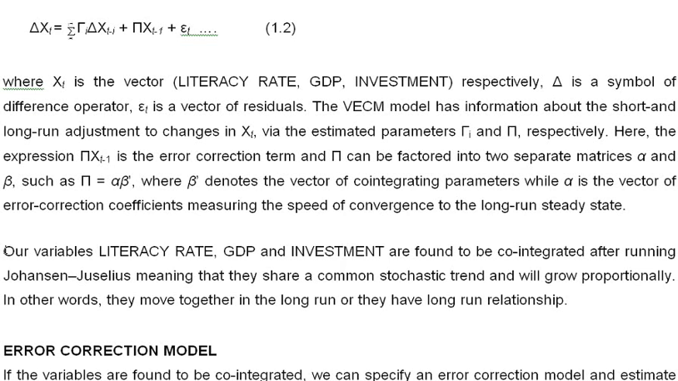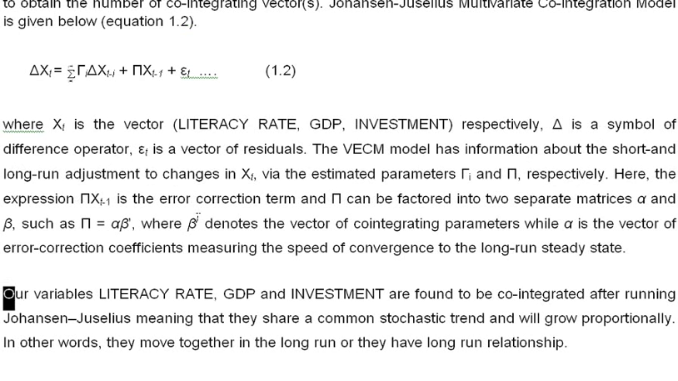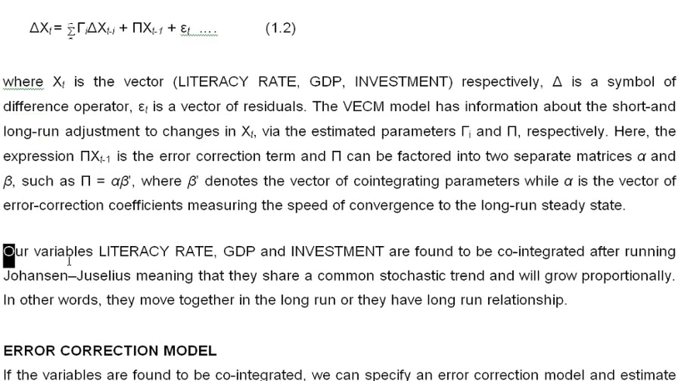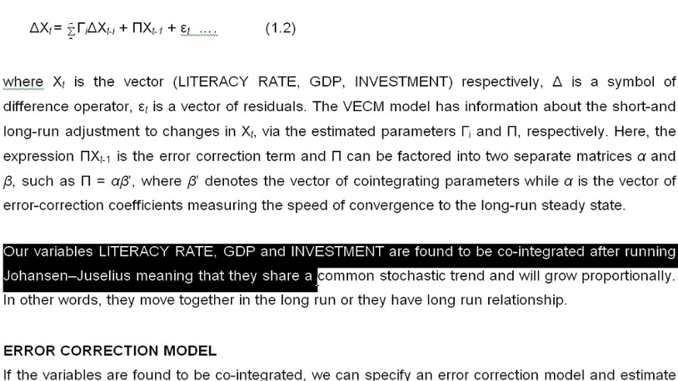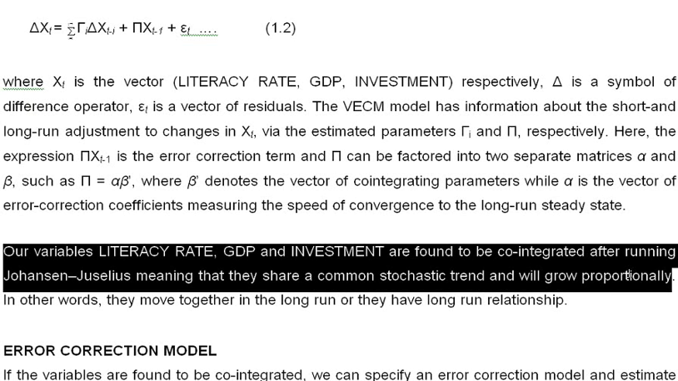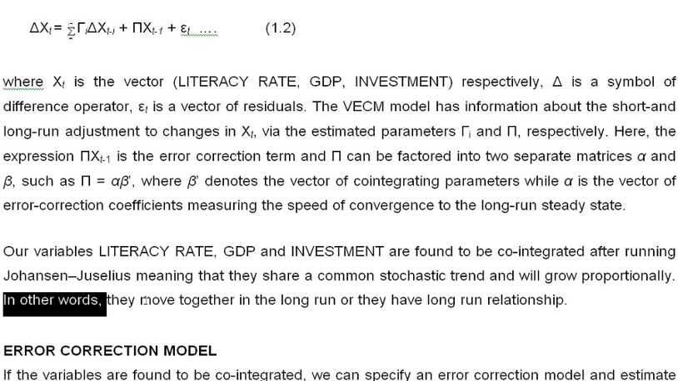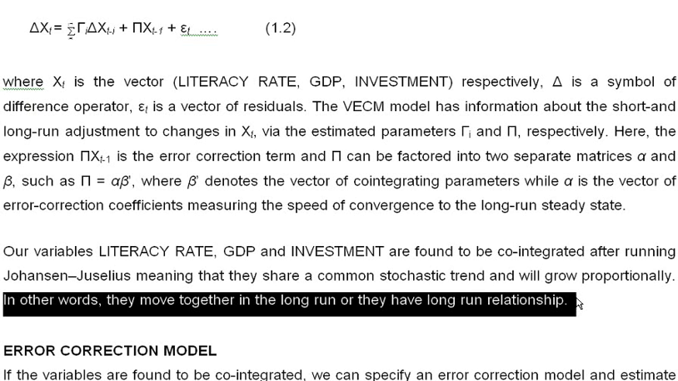Okay. And after running the co-integration equation, what has happened? Our variables such as literacy rate, GDP and investment are found to be co-integrated after running the Johansen-Juselius test, meaning that they share a common stochastic trend and will grow proportionately. In other words, they move together in the long run, or they have a long run association.